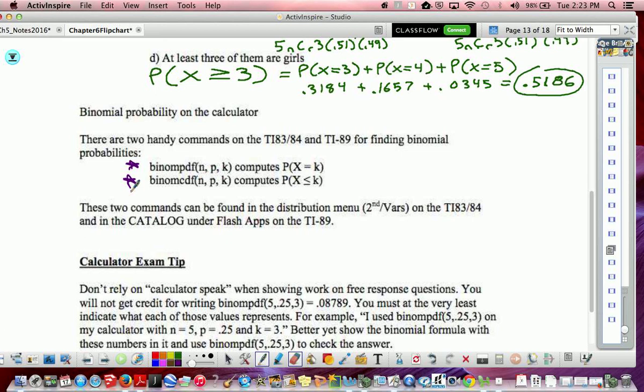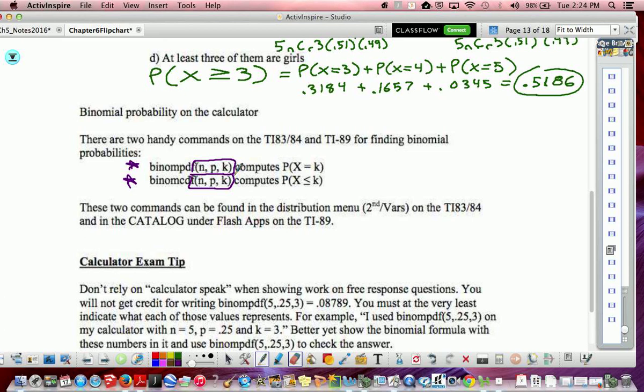In order to use these formulas, you have to know those 3 values, N, P, and K. Notice how both of them use them. So I think it was Asher that asked before, do you have to know these values in order to do it? Absolutely. Can't do it without it.